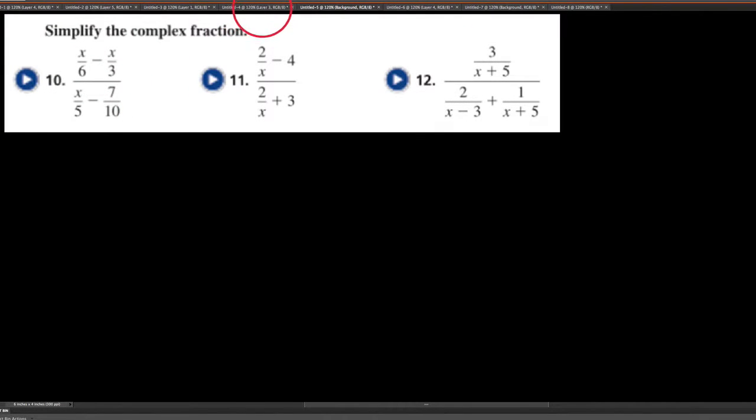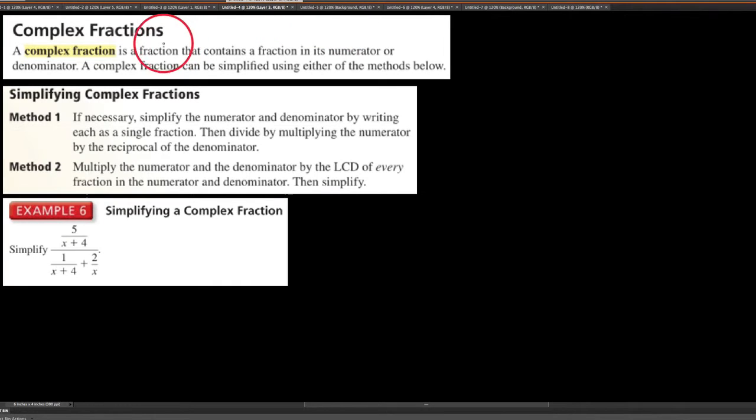Okay, YouTube, in this video we're going to be focusing on adding and subtracting fractions, but most specifically fractions that we refer to as complex fractions. So complex fractions, let's go ahead and start by defining this. It has nothing to do with the set of complex numbers, these things right here. It has more to do with the fact that they're just complex, man.